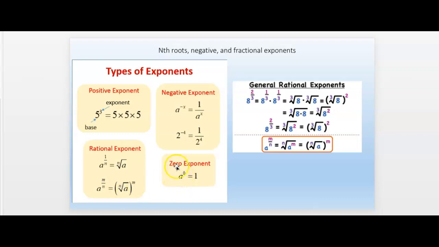And also just to remember, guys, 0 as an exponent is always 1, regardless of the base. Whatever the base is, if it's raised to the 0 power, it equals 1. All right, anything raised to the 0 power is 1.